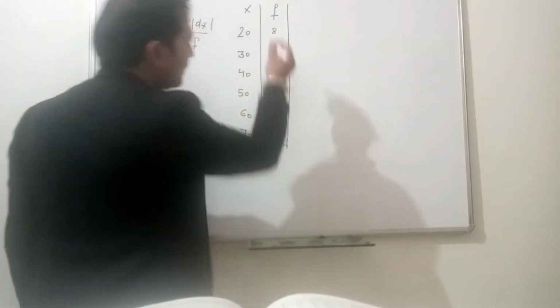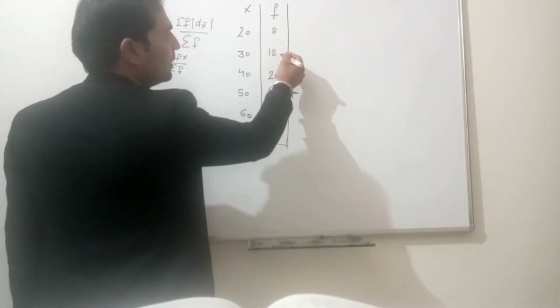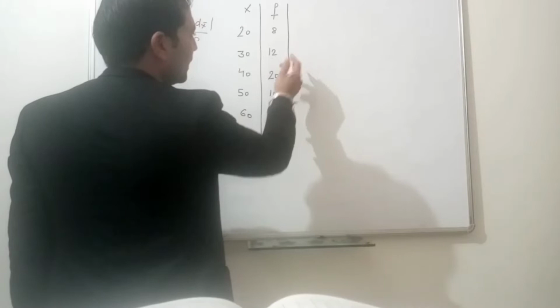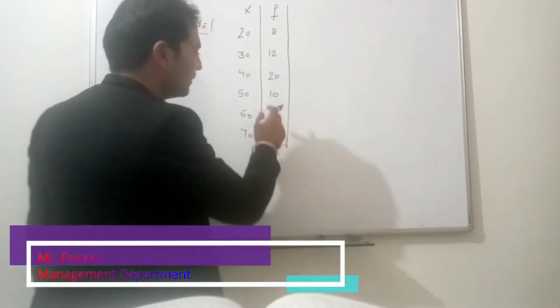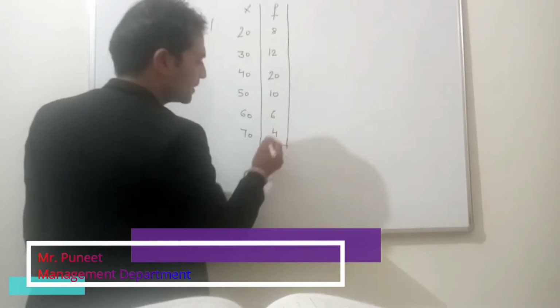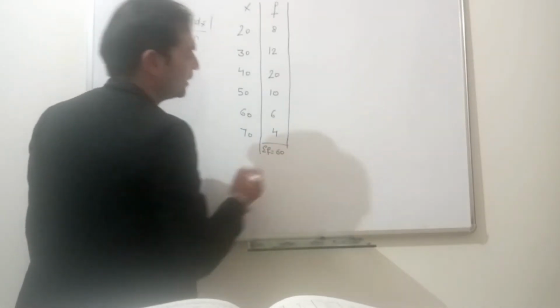Now we calculate the total number of frequency: 8 plus 12, 20; 20 plus 20, 40; 40 plus 10, 50; 50 plus 6, 56; 56 plus 4, 60. The summation f is equal to 60.